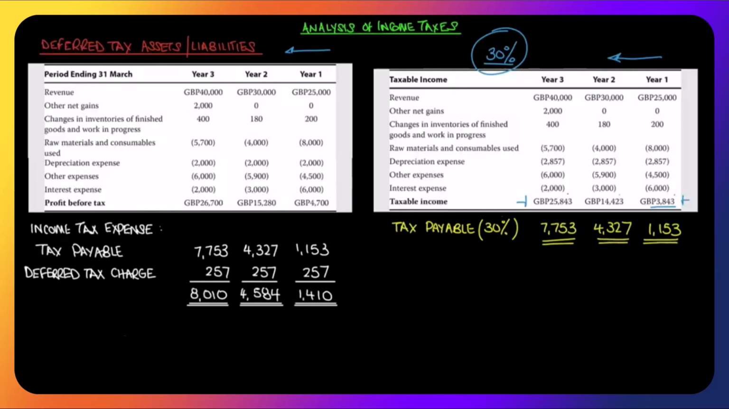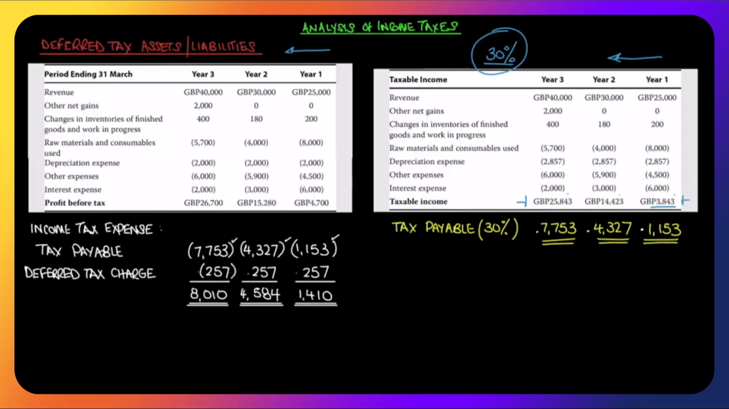What do our accounts look like? Well, we can't deny that we have these tax payable figures. So those tax payable figures make up part of our income tax expense. However, we adjust that for our deferred tax movements. From the previous page, we calculated each and every year a deferred tax charge of 257. So if you want to show these as expenses, you can. Payable is an expense.